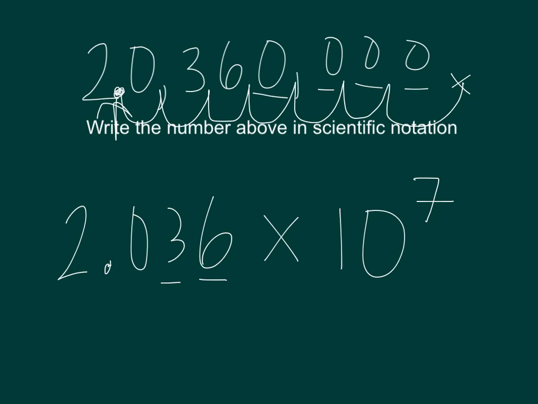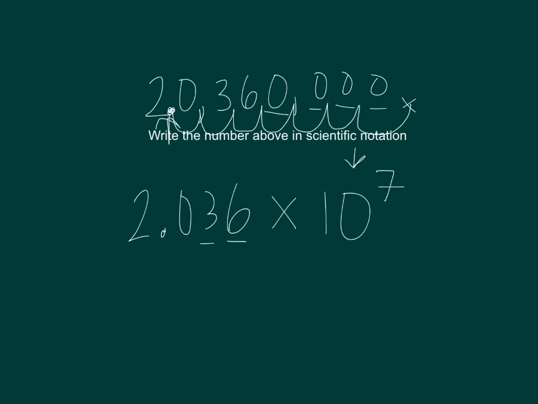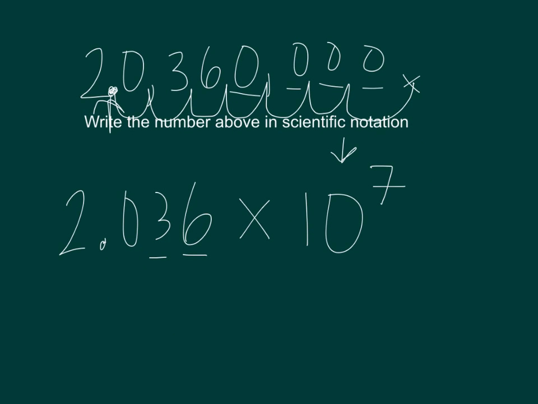The last thing I want to do before I determine that this is my answer is to see, was my original number 20,360,000 originally a really big number or a really small number? Well, it's a really big number, so I know that my exponent is going to be a positive 7. I do want it to be positive. Perfect. All right, we are going to take that.